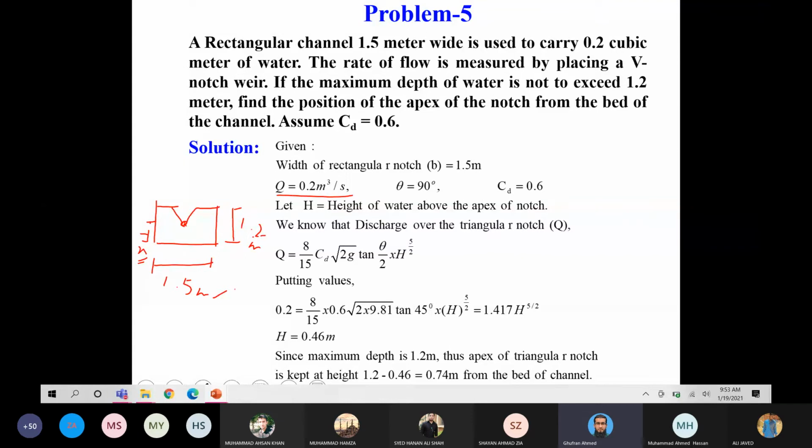अब ये हमें कैसे पता चले? ये हमने V notch लगाई थी जिसका angle और CD हमें पता है। अब ये V notch है, say water depth इधर है, ये सारा पानी इधर से flow कर रहा है। If the maximum depth of water is not to exceed 1.2 meters, अब मैक्सिमम हाइट जो वाटर की अचीव हो रही है वो 1.2 से ज्यादा नहीं है। Find the position of apex of the notch from the bed of the channel.